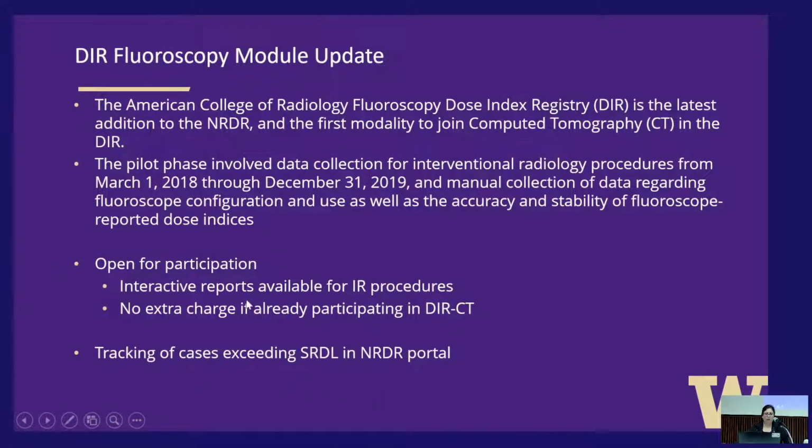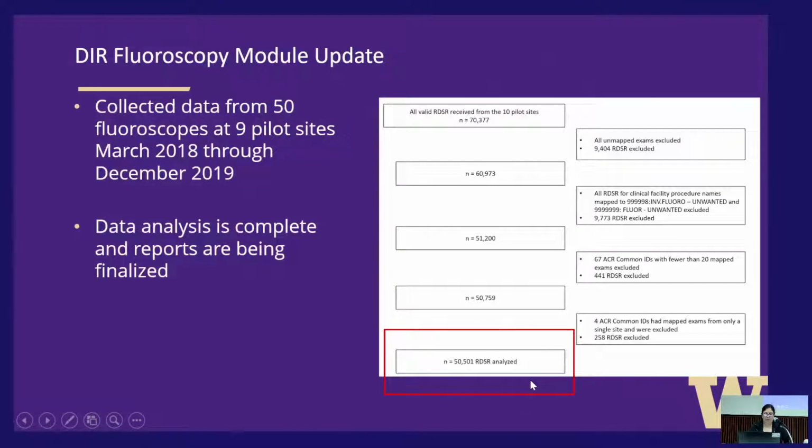Also, the fluoroscopy module allows you to track cases exceeding the substantial radiation dose level. So when I talked the other day about what we do with our dose monitoring system, anything over 5 gray is what we monitor, and we have a follow-up on the patient. So you can also do that using the dose index registry portal.